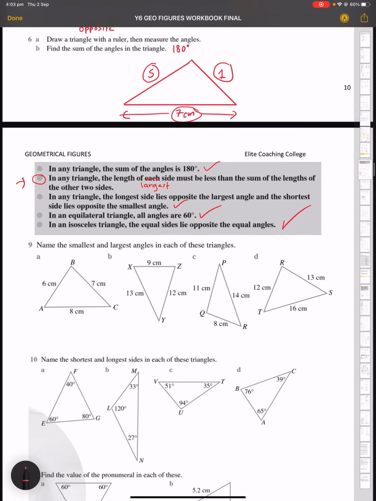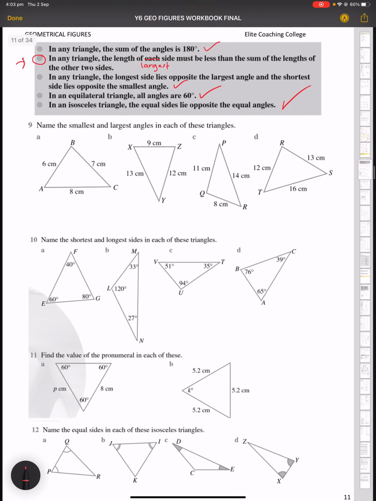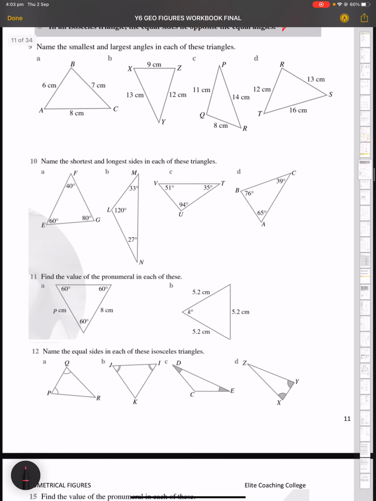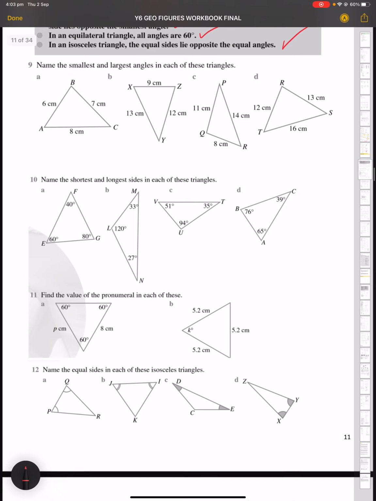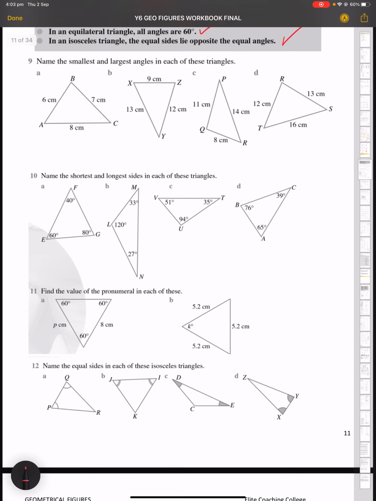So that's the rule to make a triangle. So let's go through question 9. I'll show you more of the rule at the bottom through one of the questions. Now let's look at question 9. Name the smallest and largest angle in each of these triangles.